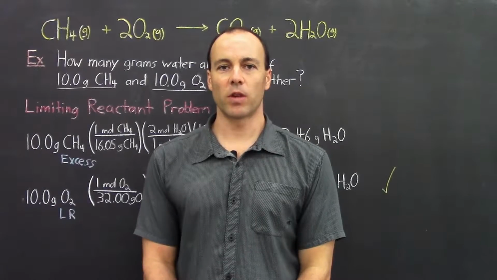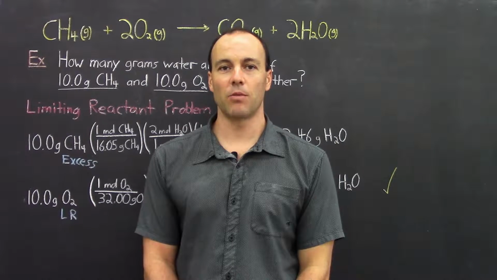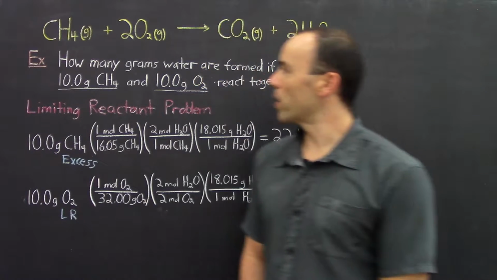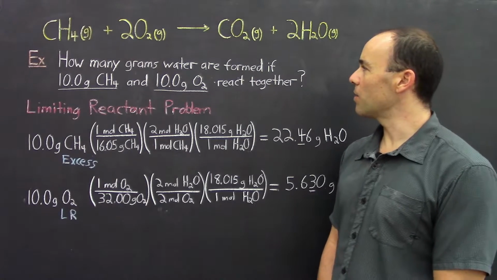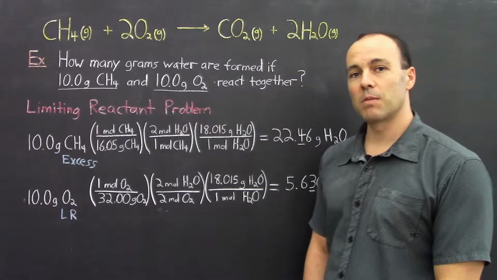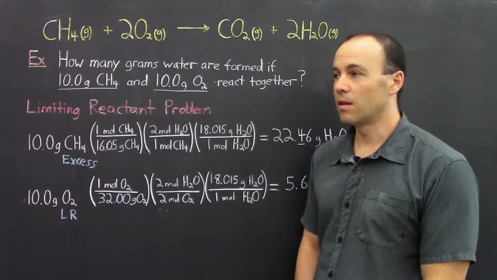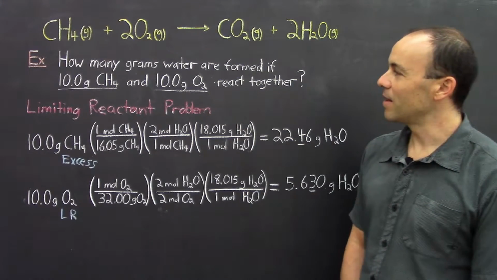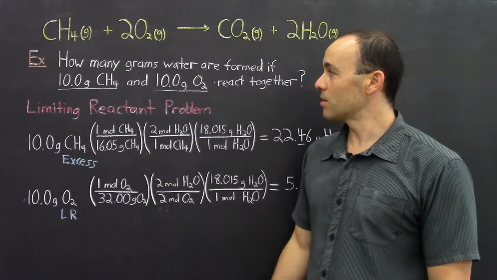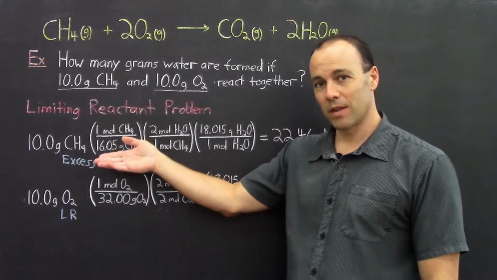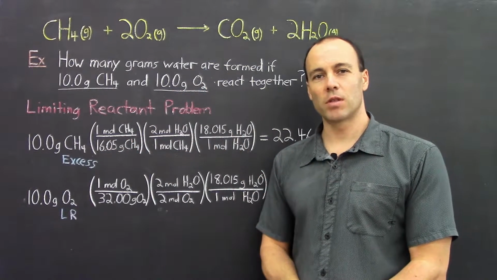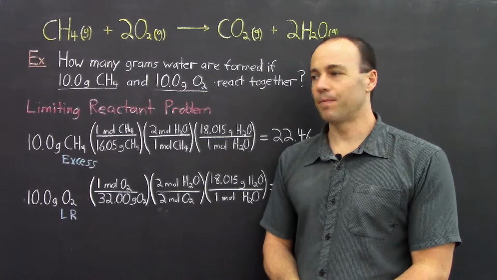In the previous question, it was assumed that all of the methane reacted, but sometimes that's not the case. Here's another question which asks, how many grams water are formed if 10 grams of methane and 10 grams of oxygen react together? Now, it's unlikely that all of the methane and all of the oxygen fully react. Chances are that you have too much of one of them and not enough of the other. So there are a couple of approaches to solving this problem.